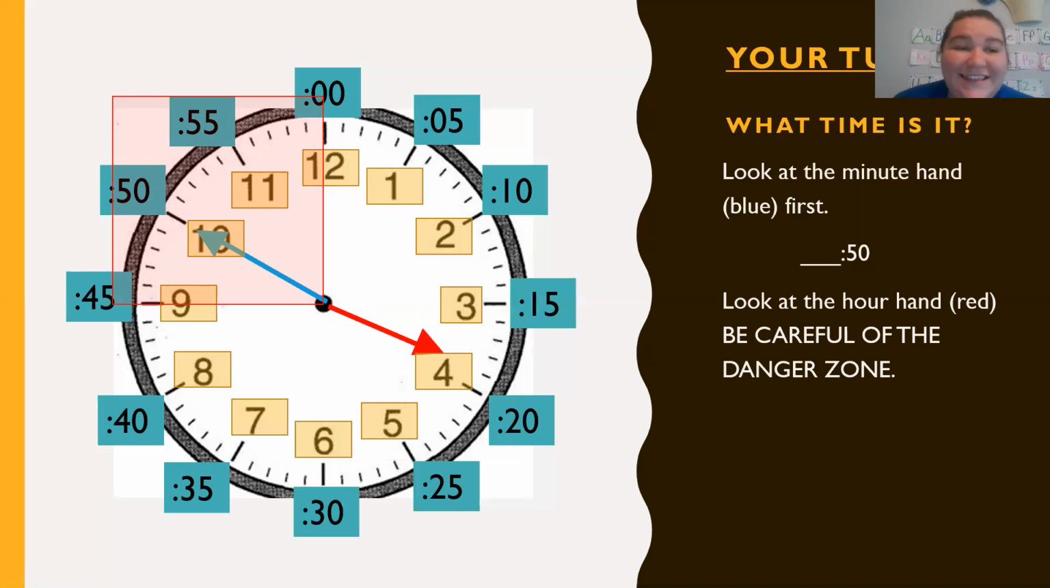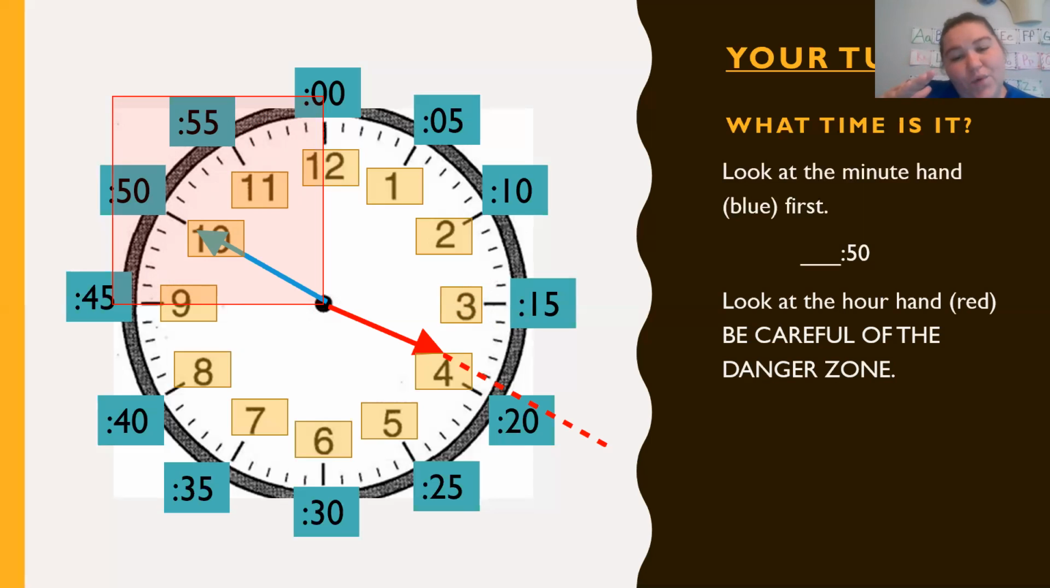When we're inside the danger zone, that means that our hour hand is going to try to be tricky. Do not let that hour hand trick you up. You can do this. You're smarter than that. I know you are. And if it does, it happens, but I know you can do it. So when it's in the danger zone, let's extend our line out.